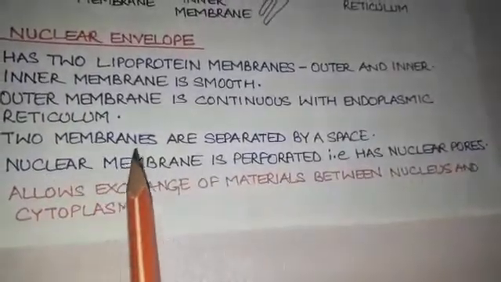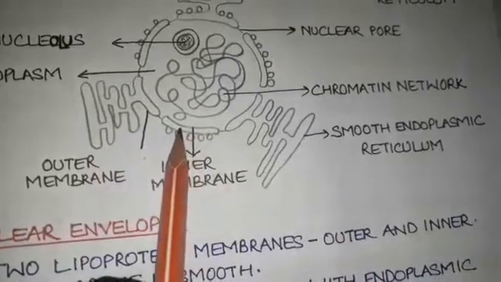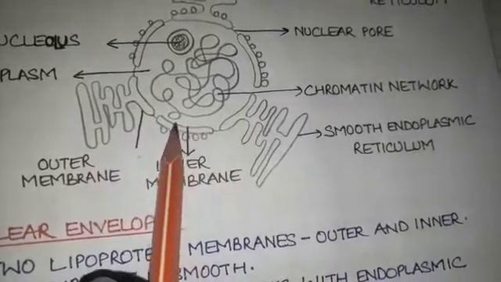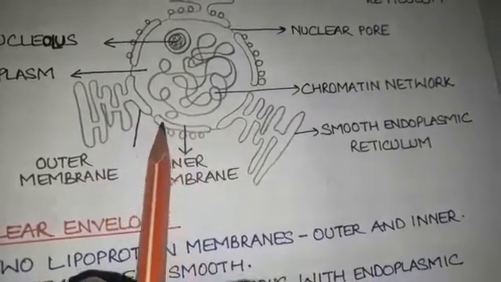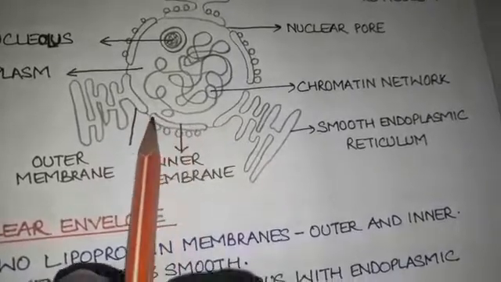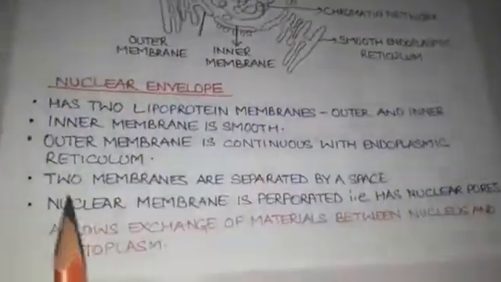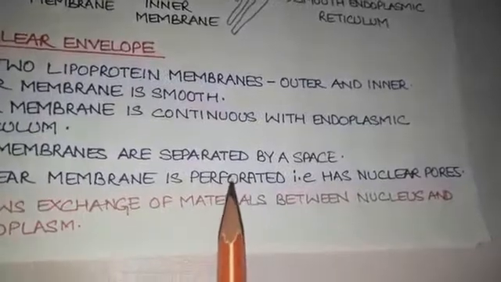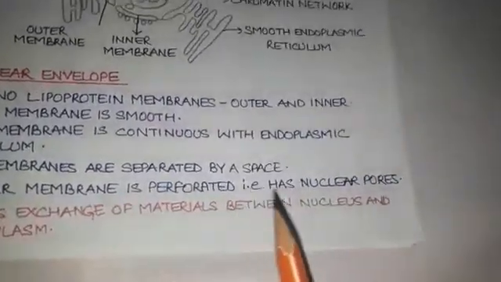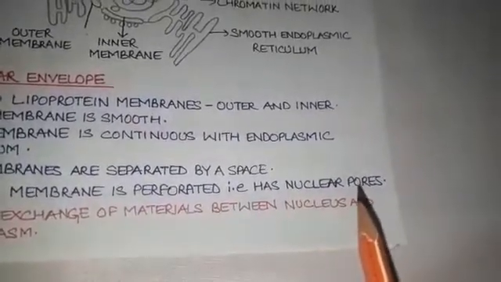The 2 membranes are separated by a space. You can see from the diagram that the 2 membranes are not joined with each other. There is some gap in between the 2 membranes. And the nuclear membrane is perforated. Perforated means it has certain pores which are called the nuclear pores.